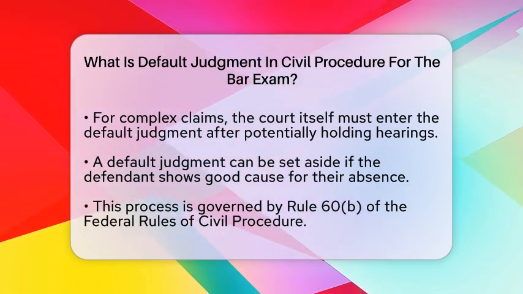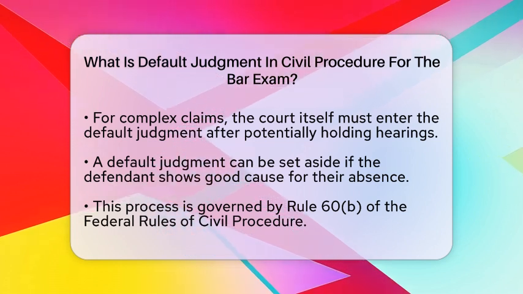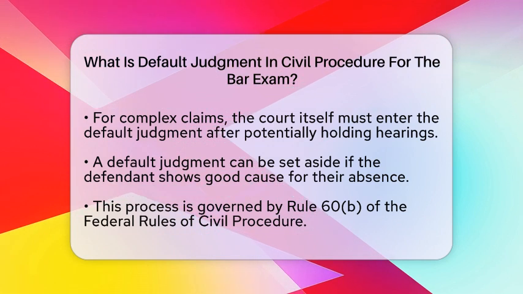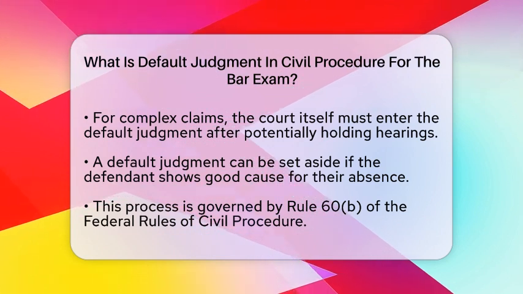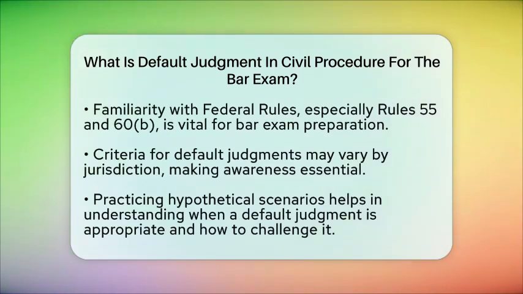For your bar exam preparation, understanding default judgments is vital. Familiarity with the Federal Rules of Civil Procedure, especially Rules 55 and 60(b), is essential. These rules outline how defaults and default judgments are handled. Additionally, keep in mind that while federal rules provide a framework, the specific criteria for default judgments can vary by jurisdiction. Being aware of these differences is crucial for answering bar exam questions accurately.